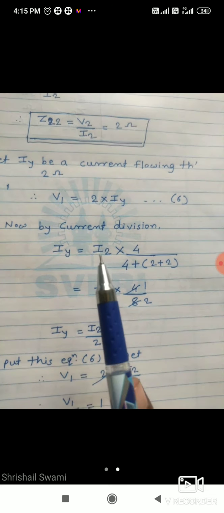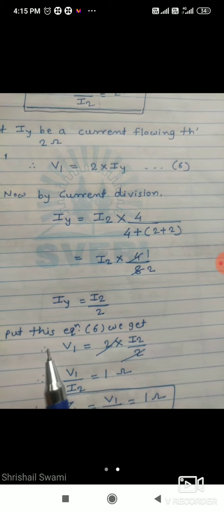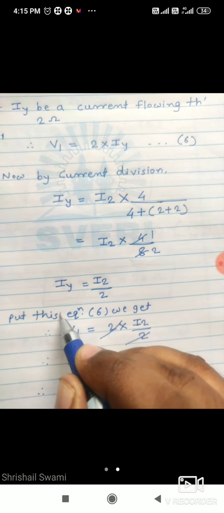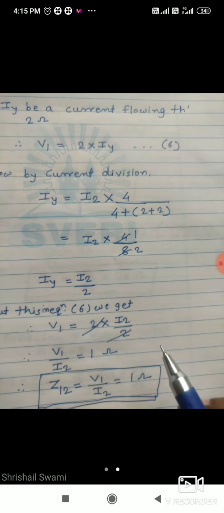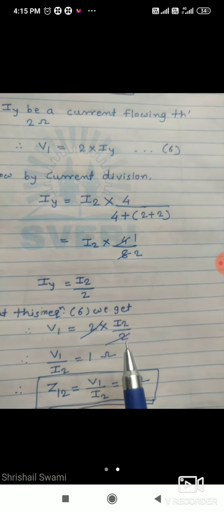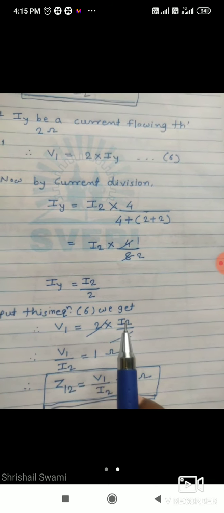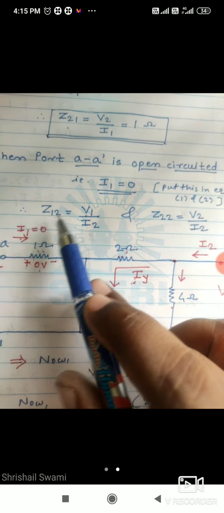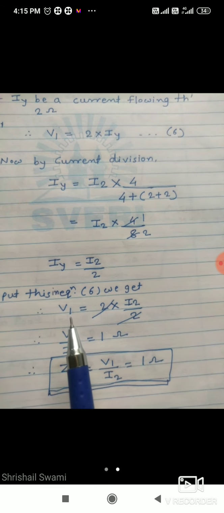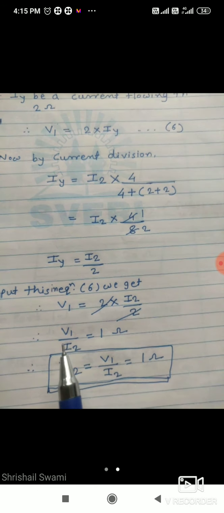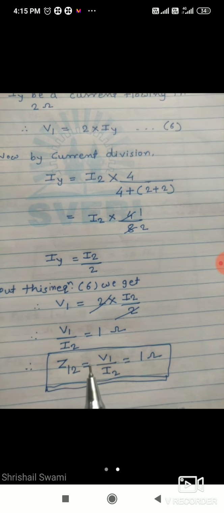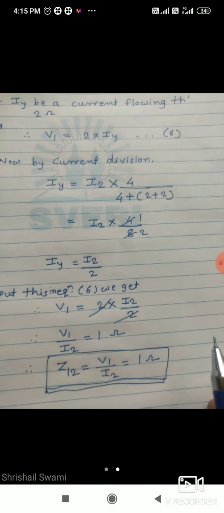So put this Iy in equation number 6. We get V1 is equal to 2 into Iy, replaced by I2 divided by 2. So 2 will get cancelled, 1 is remaining. So V1 upon I2, what is it? V1 upon I2 is nothing but Z12. So we got the equation where V1 is present and I2 is also present. So V1 upon I2 is 1 ohm, that is Z12 is equal to 1 ohm.